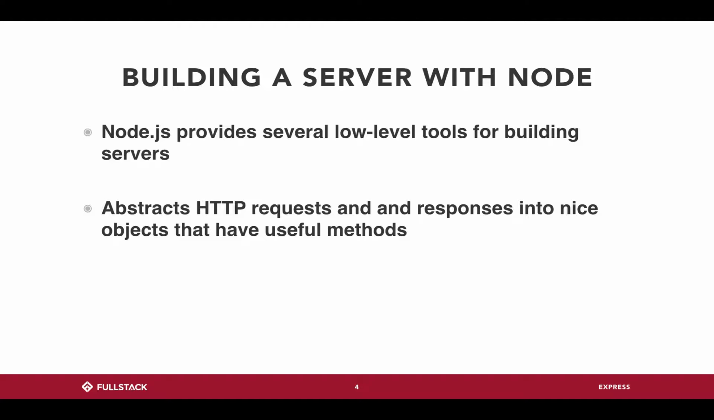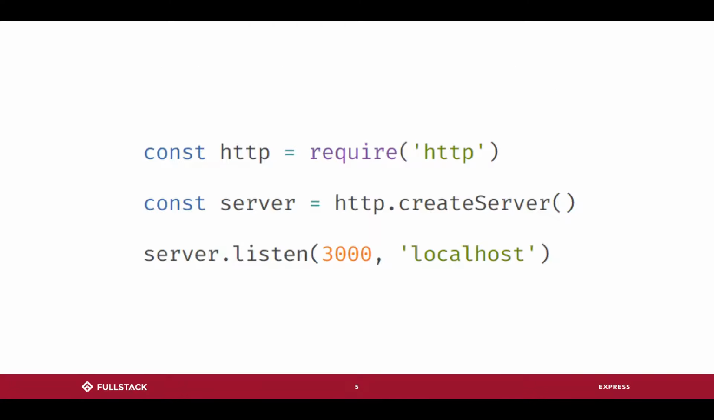We could build a server with Node by ourselves. We could do everything that Express does by hand, from scratch. So Node has this thing called http, which lets us make our own server, and we could do all of that parsing on our own. It abstracts HTTP requests and responses into these little objects that have some nice methods on them. Here's kind of what that looks like.